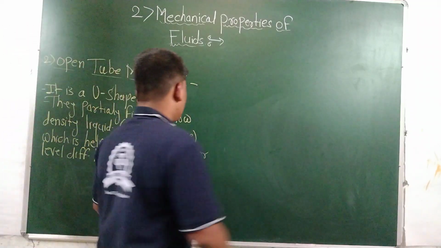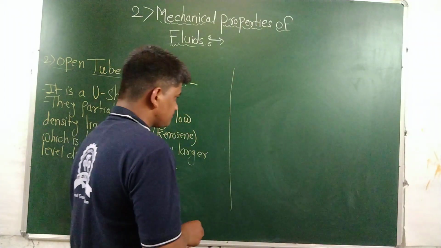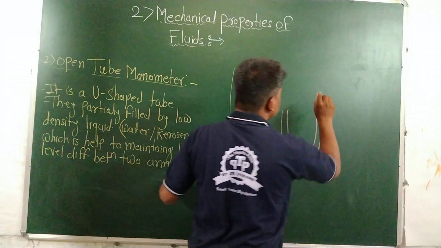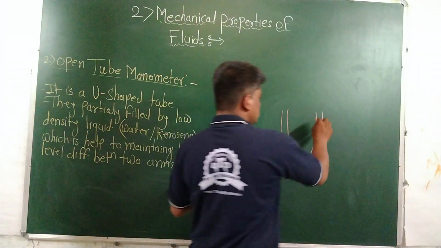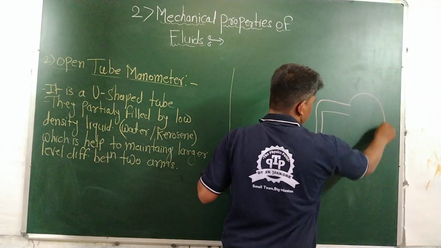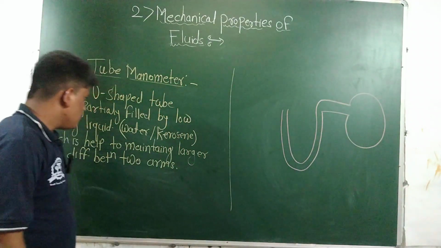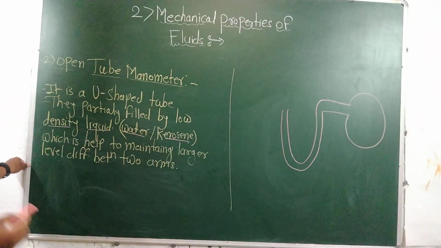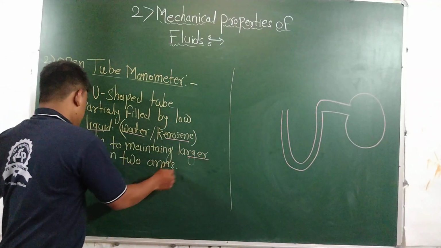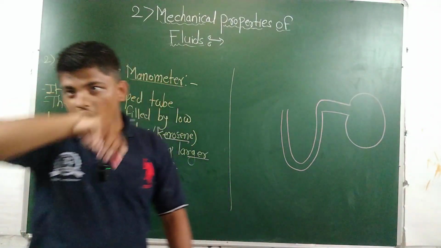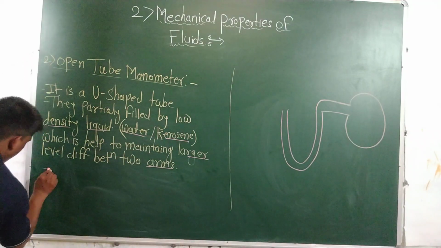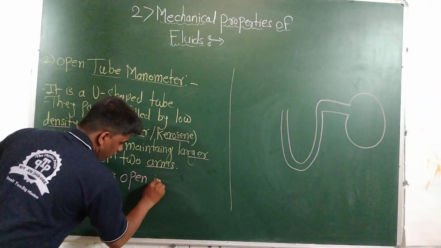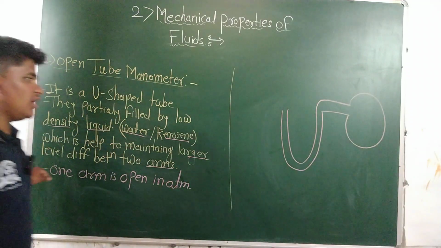Okay, let's draw the diagrammatic representation of the open tube manometer. It consists of a U-shaped tube, and it has two arms. In between these two arms we fill the low density liquid, maybe water or kerosene, which helps in maintaining a larger difference between the levels of these two arms. One arm is open to the atmosphere. ATM means atmosphere.